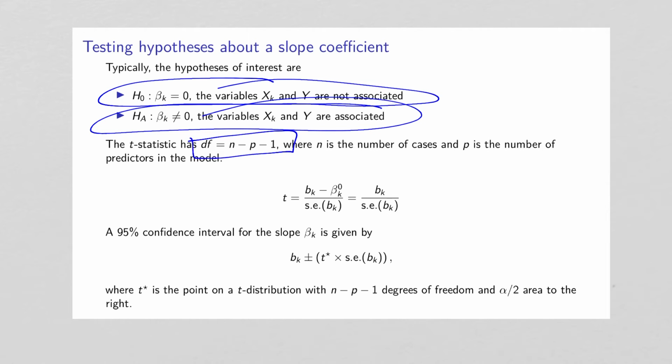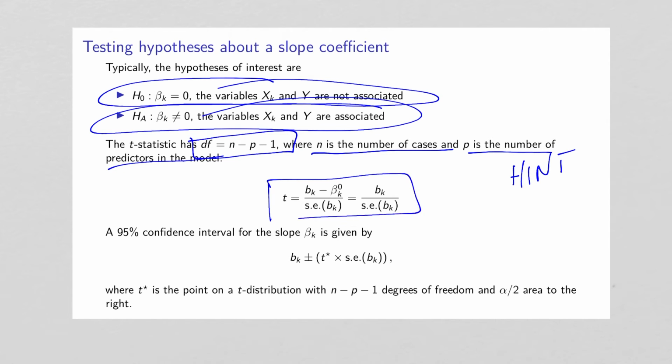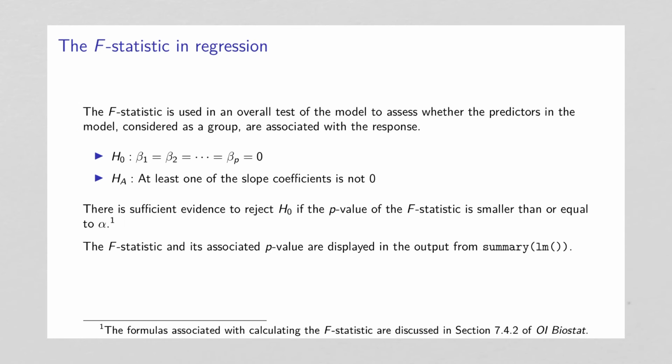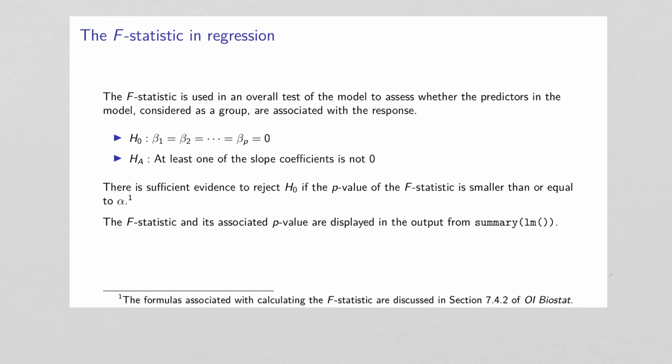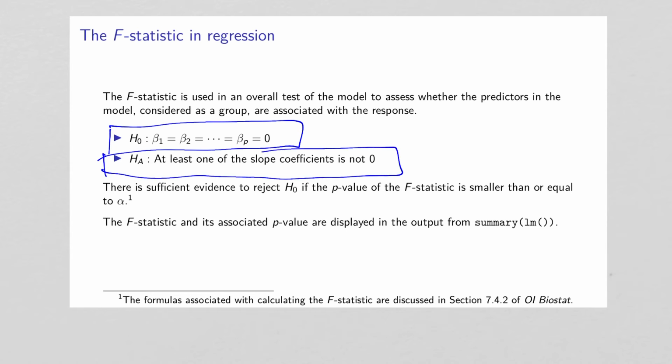Degrees of freedom, n minus p. Remember, n is the number of cases, p is the number of predictors in the model. Another big hint for your final exam. The t statistic, your 95% confidence interval. The F statistic in regression is used as an overall test of the model. So here, remember what I just showed you. H0 is beta 1, beta 2, beta whatever is equal to 0. If rejected, then at least one of the coefficients is not 0. We don't know which one. We'll see in the analysis, but at least one of them is not equal to 0. And so there is sufficient evidence to reject if the p-value for the F statistic is smaller than or equal to alpha.